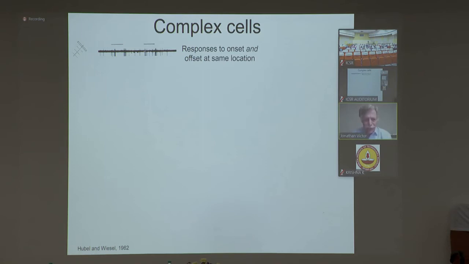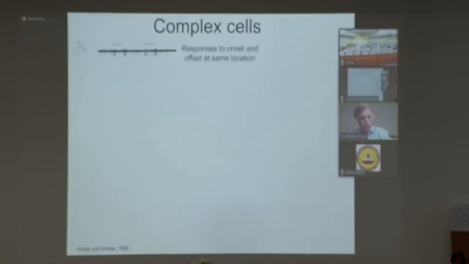So here's one of the original recordings of a quote complex cell. What the diagram on the left is showing is a region of space, and Hubel and Wiesel presented a bar in a particular region of space at the orientation that the cell preferred. And as we expect, the cell responded with a burst of spikes when the bar was presented, but the cell also responded with a burst of spikes when the bar was withdrawn.